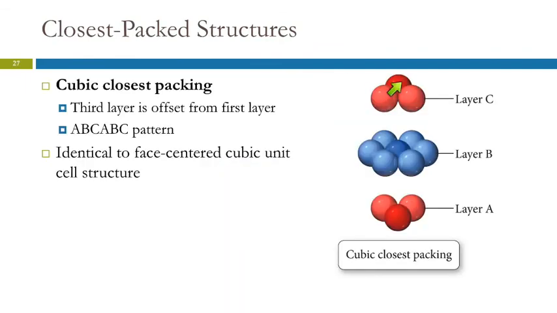And then you can also have a situation where that third layer, instead of being lined up directly with layer A, is offset. It's offset from layer B and from layer A. And so then you get an ABC pattern. This is actually identical to a face-centered cubic.